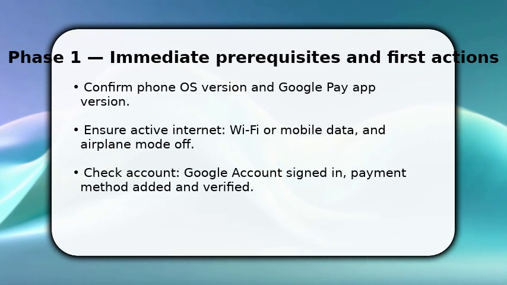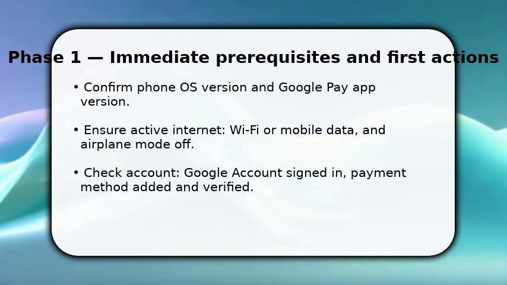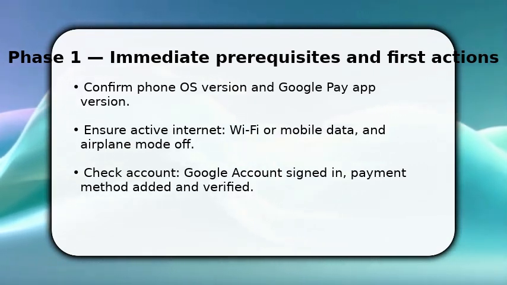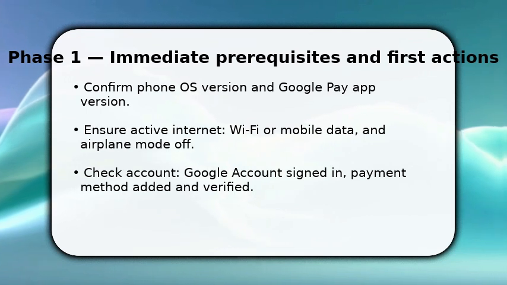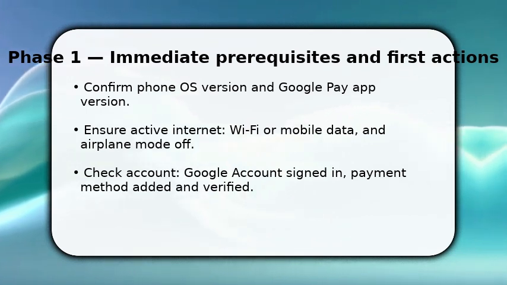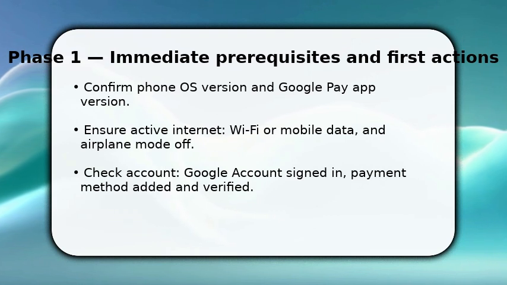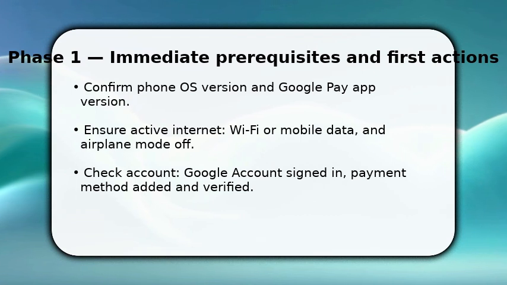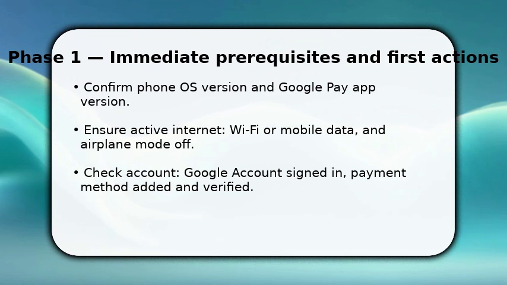You start by validating prerequisites so nothing blocks the fix. First, make sure you are signed into the correct Google account and that your payment method is added and verified. This avoids auth conflicts. Once done, check your phone's OS and Google Pay app versions and update if needed, because outdated software causes many errors.